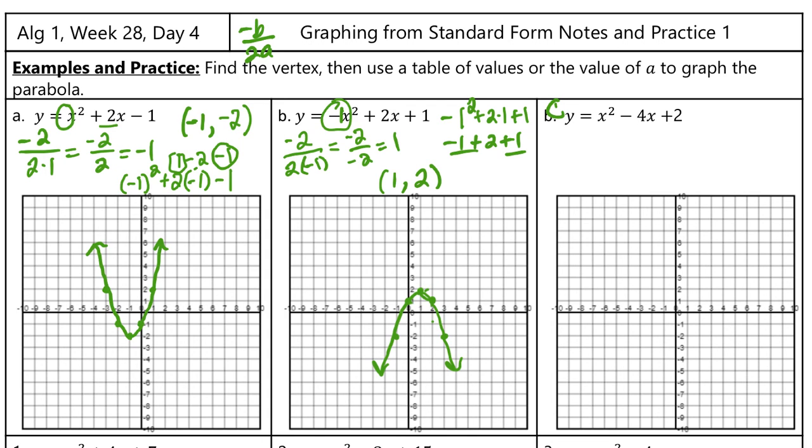C, negative B, negative 4 over 2 times 1. Negative 4 is plus 4, and 4 over 2 is 2. So we're going to do 2 squared minus 4 times 2 plus 2. Four minus 8 plus 2.